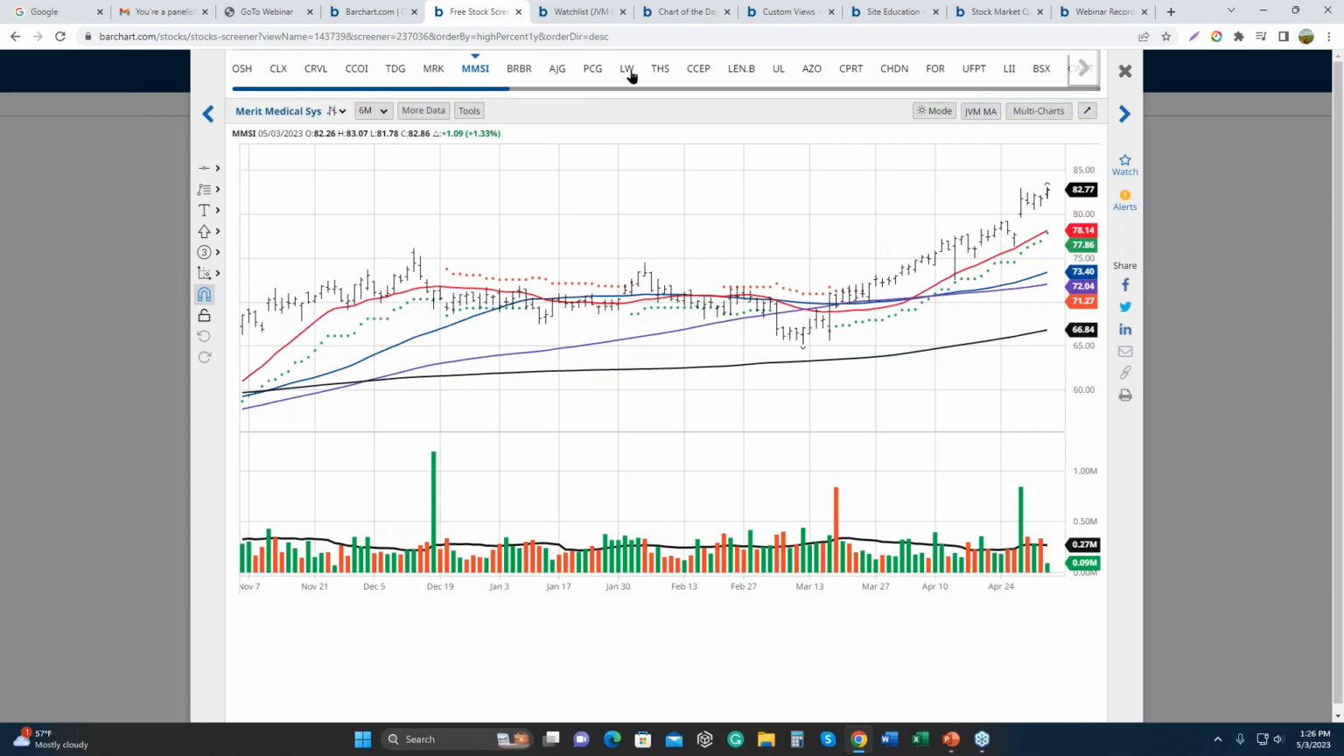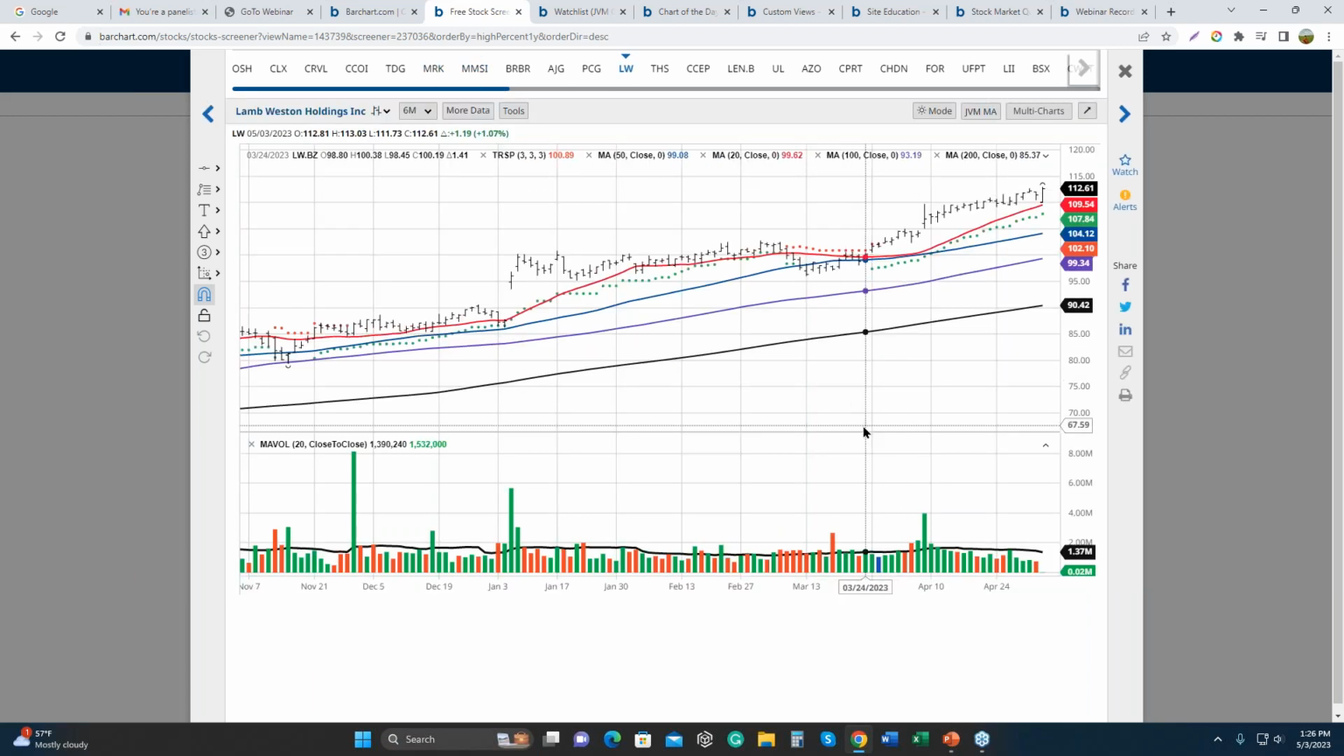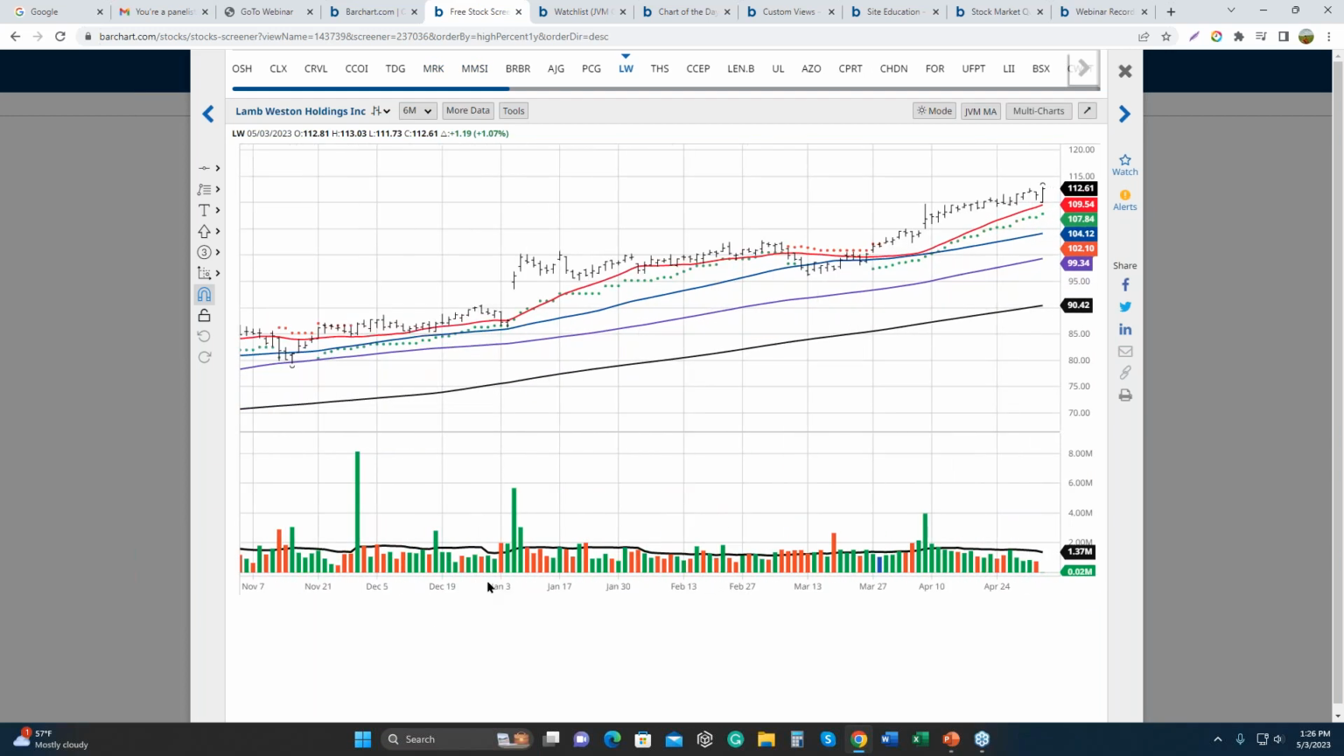I'll usually go through these. A little ugly. Let's look at Lamb Weston. This is one that's kind of been in my portfolio, to be honest with you, in and out of my portfolio. And this one definitely has all the moving averages turning positive, and it's one of these stocks that's continuing to make a series of higher highs, right?